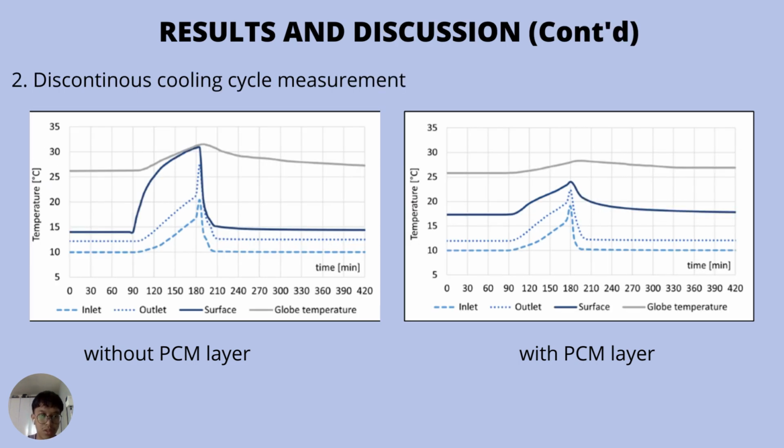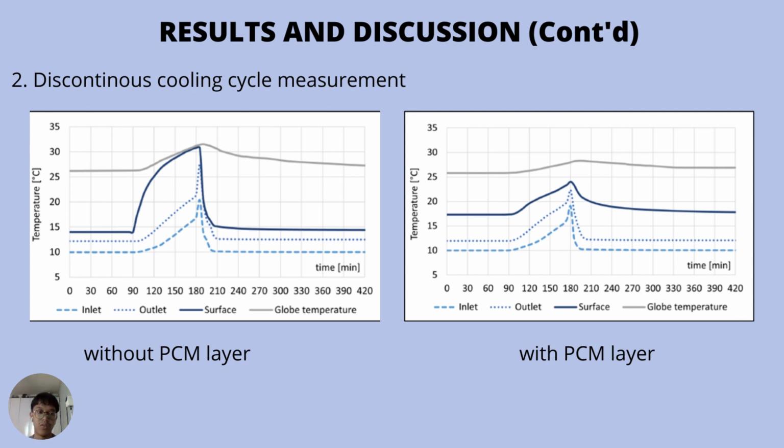So next, for the discontinuous cooling cycle measurement, we can see from the graph here that the cooling capacity for the ceiling with PCM is lower compared to the ceiling with no phase change materials. However, from the graph we can see that the cooling ceiling with a PCM layer, or phase change material, has a lower temperature rise compared to the cooling ceiling without the phase change materials.